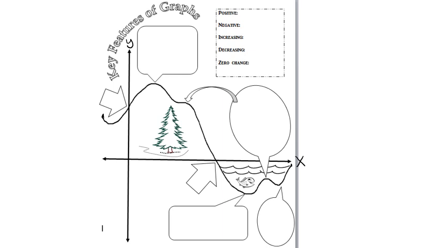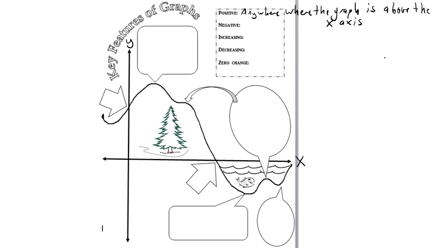So the first thing we're going to talk about is what it means to be positive. On your page, add that positive means anywhere where the graph is above the x-axis. Okay, so it's anywhere the graph is above the x-axis. So now we'll take a color.